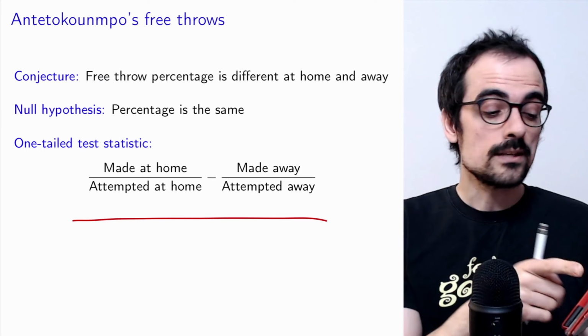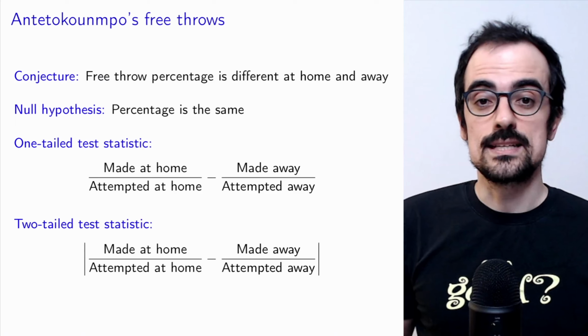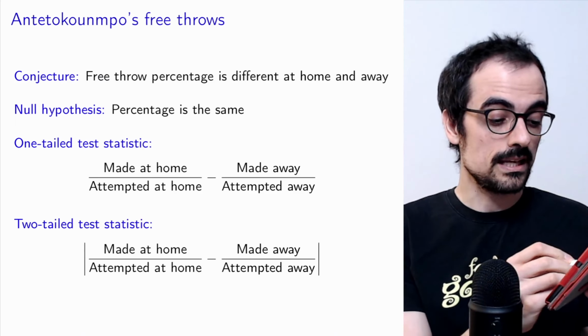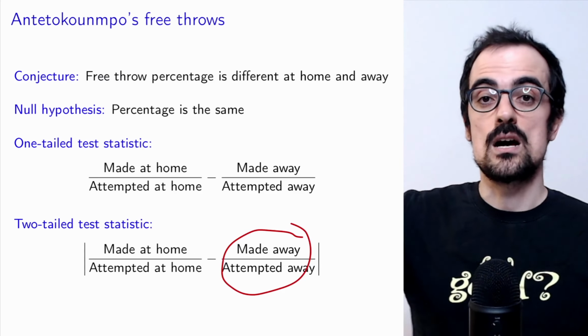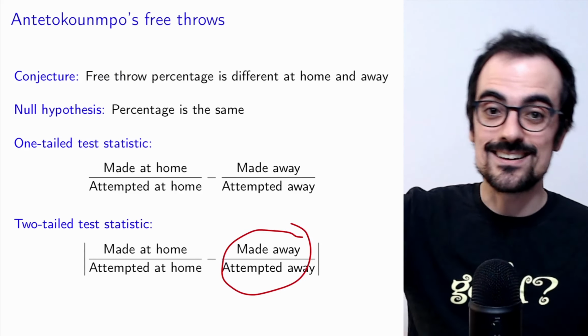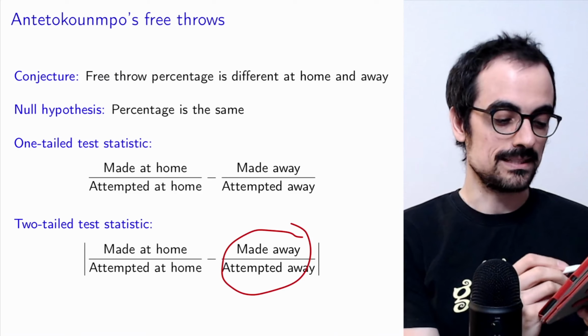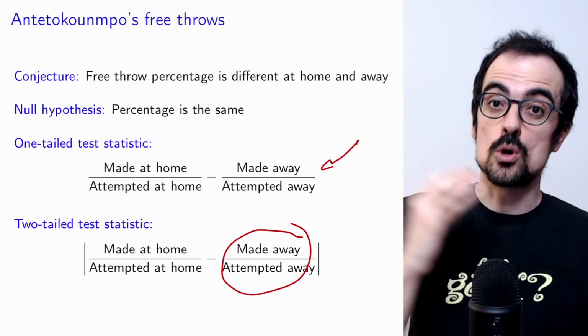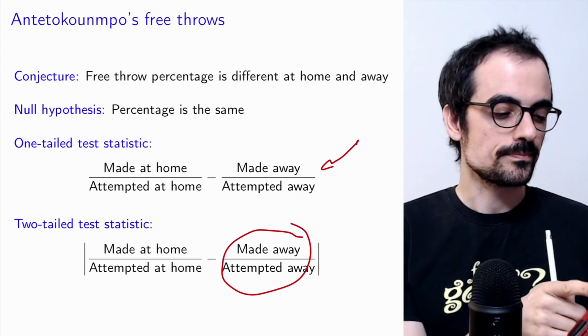The other choice is to use a test statistic that is the absolute value. So this test statistic is also going to be large if for some reason his away free throw percentage is higher than his home free throw percentage. But this is not the case for this guy. So now we can use the power function to compare these two tests.